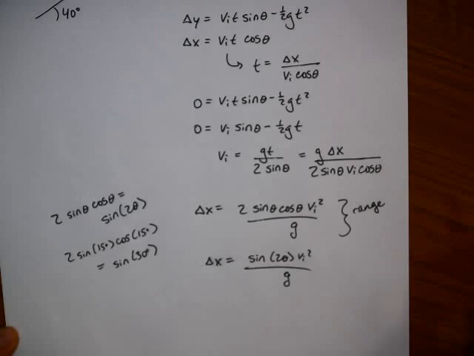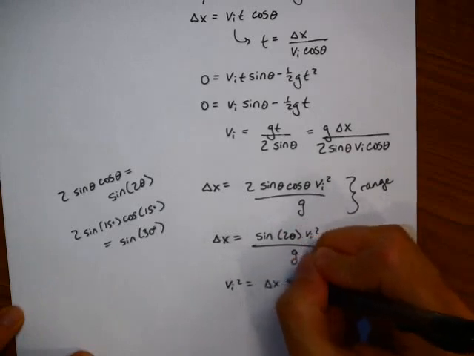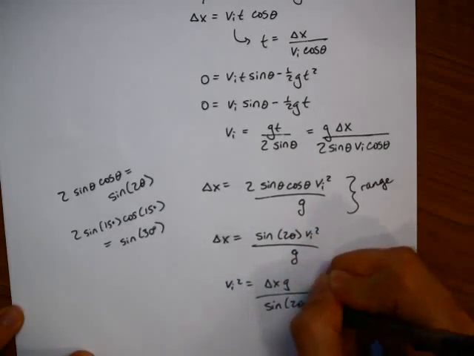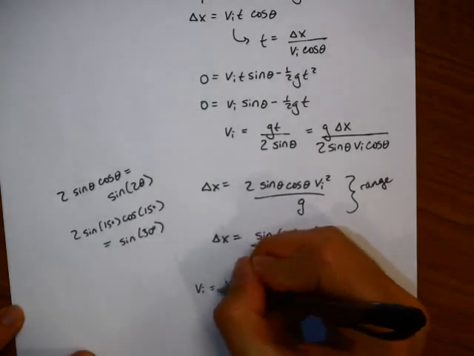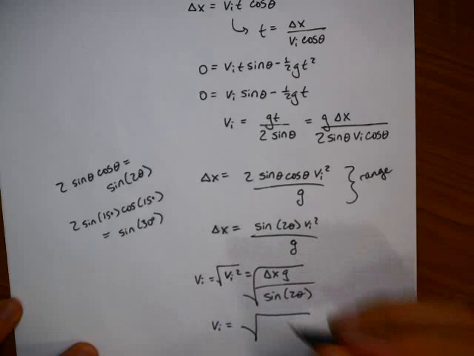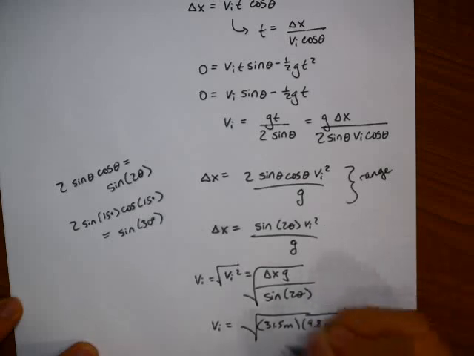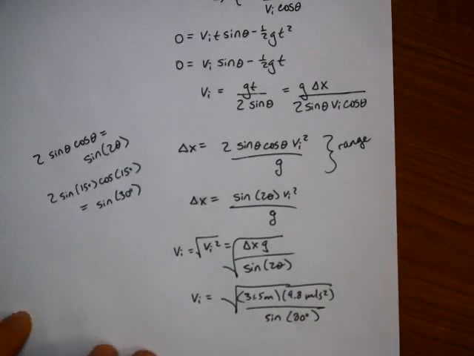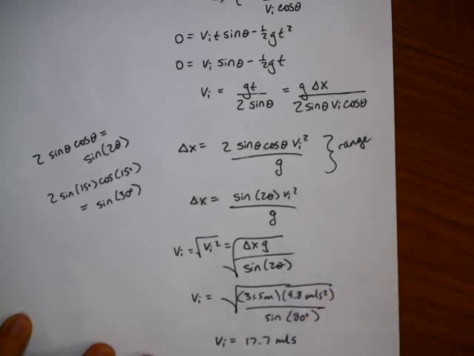Well, actually we were solving for Vi, so to solve for Vi at this point, Vi squared is going to be delta x g over sine 2 theta. Vi itself is the square root of that. Okay, so Vi equals the square root of 31.5 meters times 9.8 meters per second squared over sine of 80 degrees. And we get 17.7 meters per second.